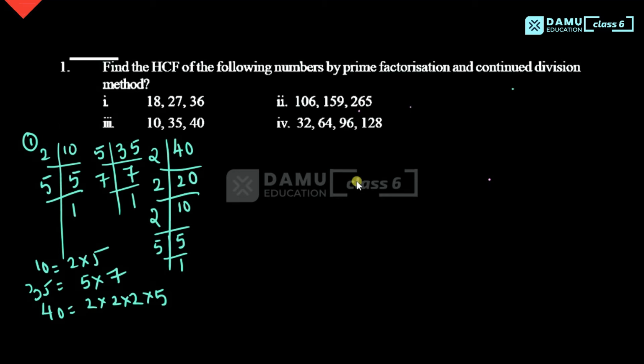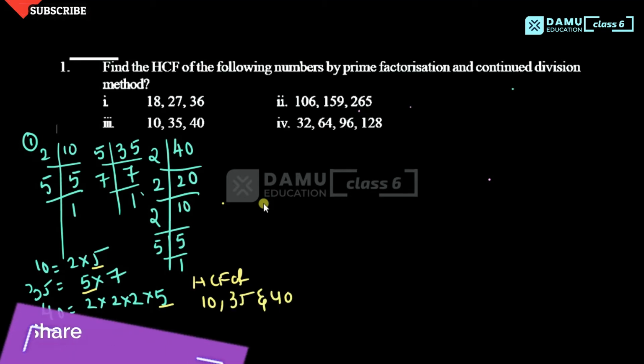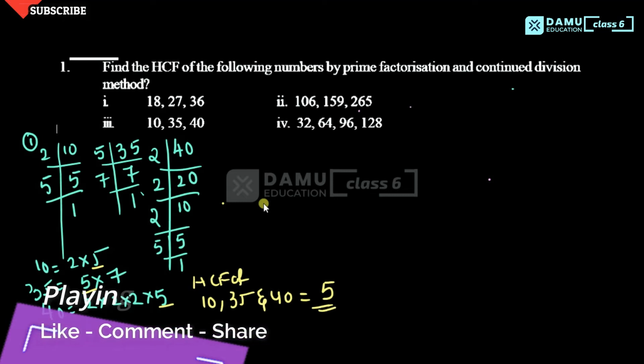Then what are the common factors in all? Here, 5 is there, here also 5 is there, here also 5 is there. Is there any other than this? Here 2 is there, and here also 2 is there, but here it is not there. So obviously the HCF of 10, 35 and 40 will be equal to 5. This is the method to solve by the prime factorization method.